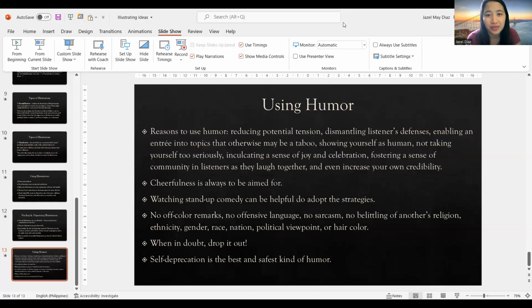So that's it for the illustrations. I hope that you can now easily input illustrations in your sermons, putting in mind that these illustrations will be relatable to your audience and will be very effective and at the same time efficient in terms of their relatedness to your message or to your key point.